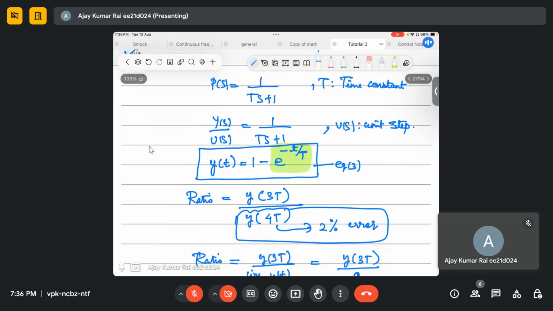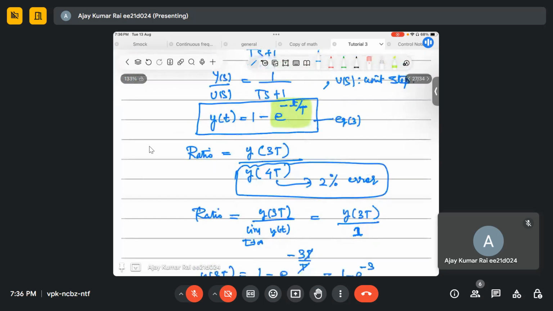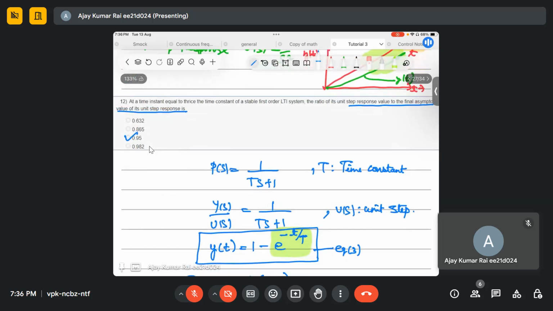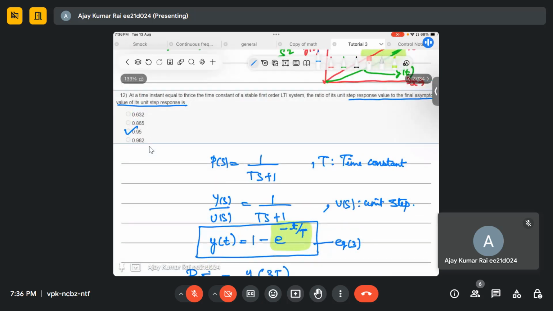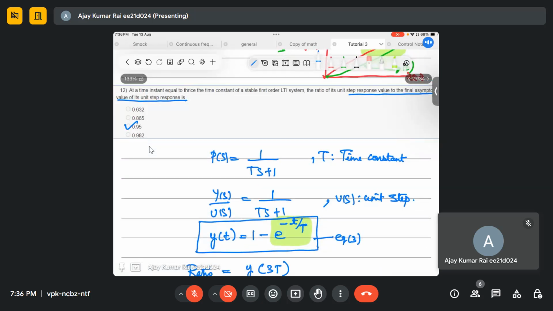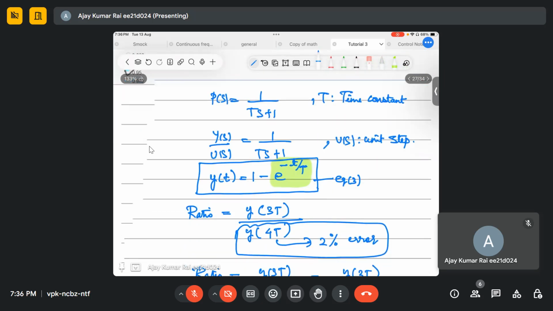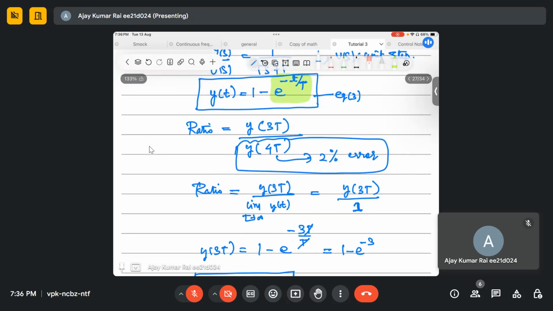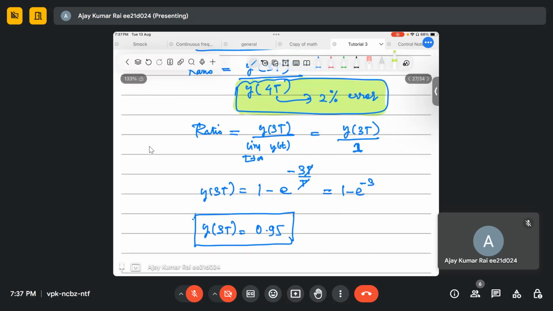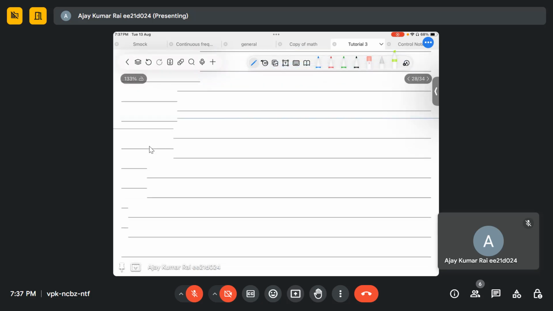So very simple in this. The response you know, and you have to find out the ratio between the response when the time instant is equal to thrice the time constant and the final asymptotic value. Final asymptotic value is given by this. But in practice what we take is 4 times the time constant, because at 4t we say it is almost reaching its final value with 2% error, right?